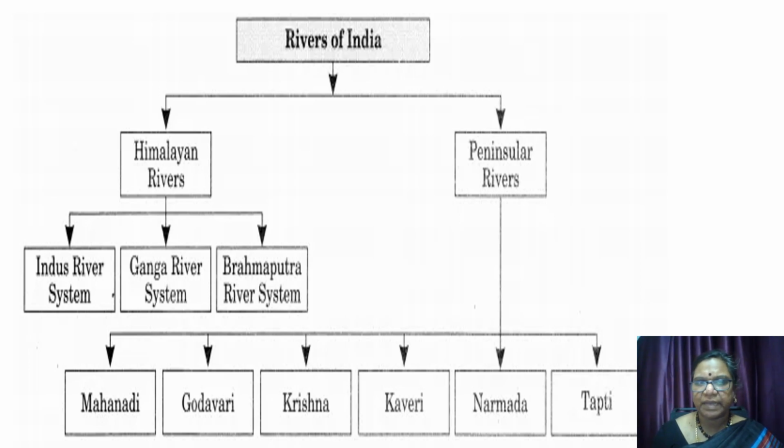When we discuss the Himalayan rivers, we are going to discuss the three major river systems: the Indus river system, the Ganga river system, and the Brahmaputra river system. And when we talk about the peninsular rivers, we are going to speak about the Mahanadi, Godavari, Krishna, Kaveri, Narmada, and Tapi.